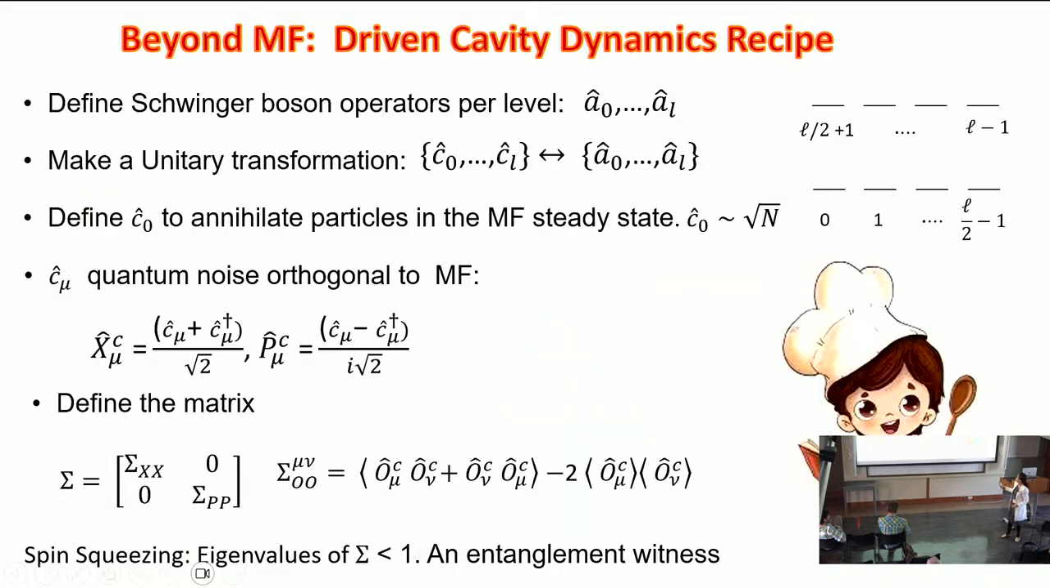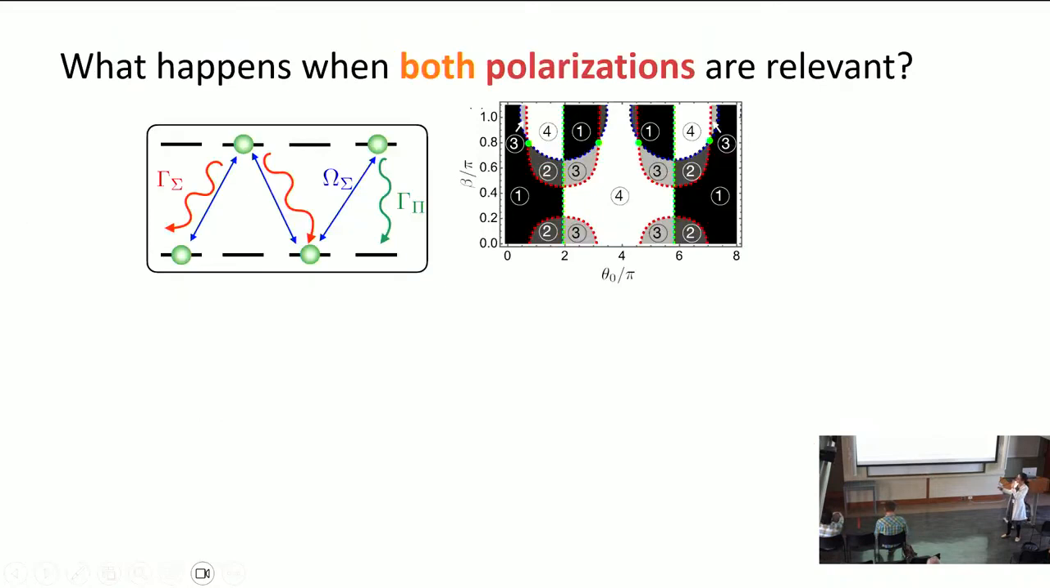So you can do the same protocol, same recipe, but with more Schwinger bosons, more quadratures, but repeat the same procedure, and then that's done. I'm finishing here just saying that I discussed one polarization.